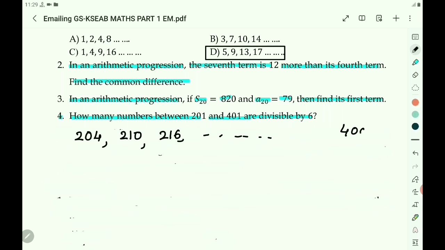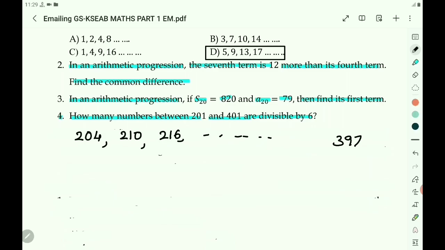401 means take the number 400. Is it divisible by 2? Yes, it is divisible by 2. But is it divisible by 3? No, it is not divisible by 3 because the sum of all the digits is 4. So it is not divisible by 3. Then take the next number 399. It is not divisible by 2, so you can leave it. 398. It is divisible by 2, but you check it by 3. 3 plus 9, 12. 12 plus 8, 20. It is not divisible by 3, so it is not divisible by 6 also.